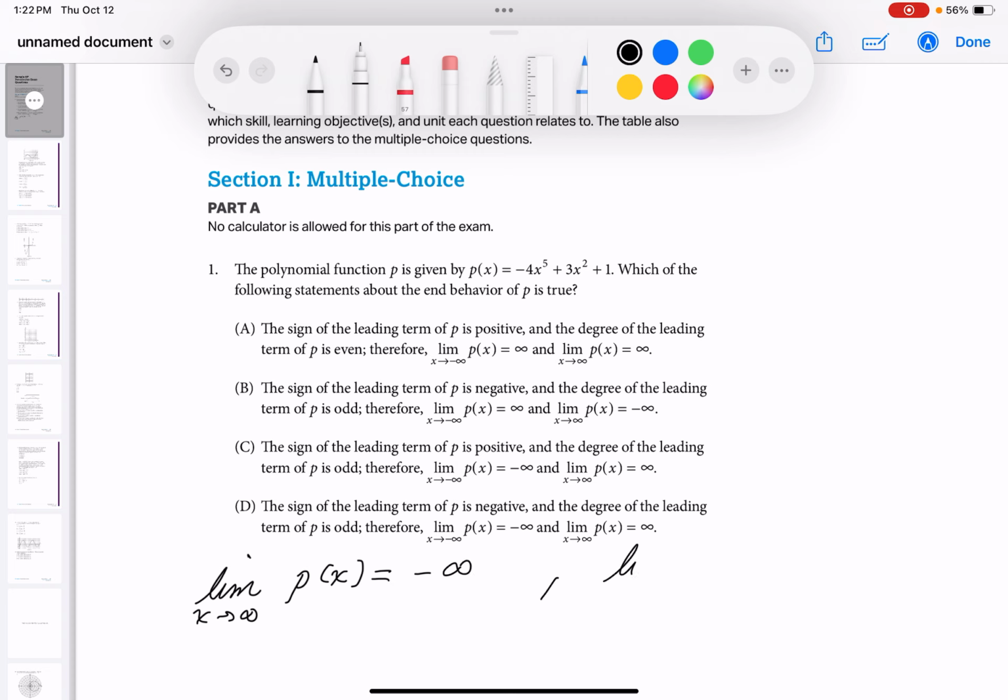Let me put the limit, the other end behavior is when we go to minus infinity, and that's going to be p of x. And what's that going to be? It's going to be a negative times negative, which is positive, so plus infinity. So I'm looking for those limits. I'm looking for, as you go to infinity, minus infinity. I'm looking for this one over here.